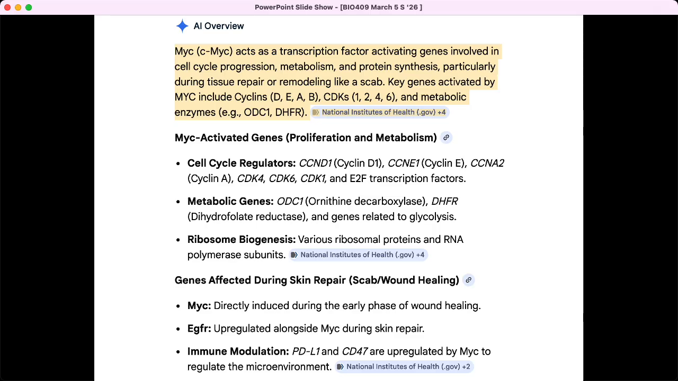Here's just something, an AI overview, just to take a look at. So MYC acts as a transcription factor activating genes involved in cell cycle progression, metabolism, protein synthesis. So that just tells you, you know, we're really focused on MYC in the cell cycle. But MYC has a bigger role in that.